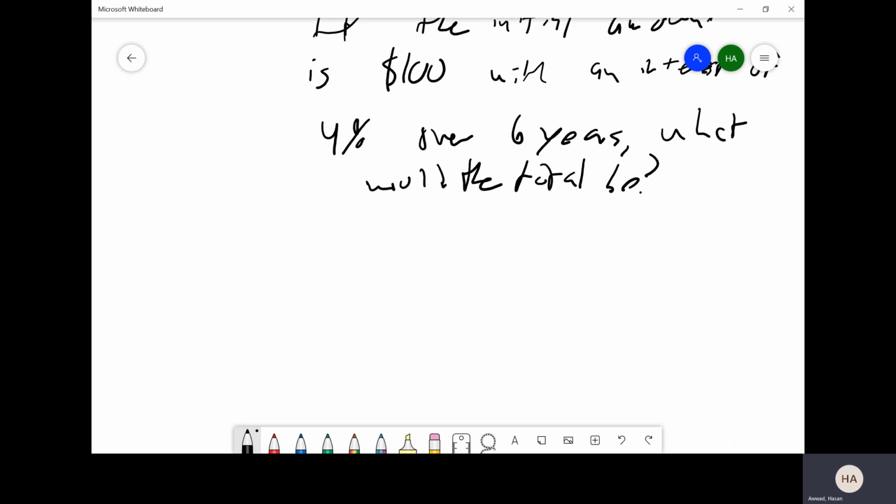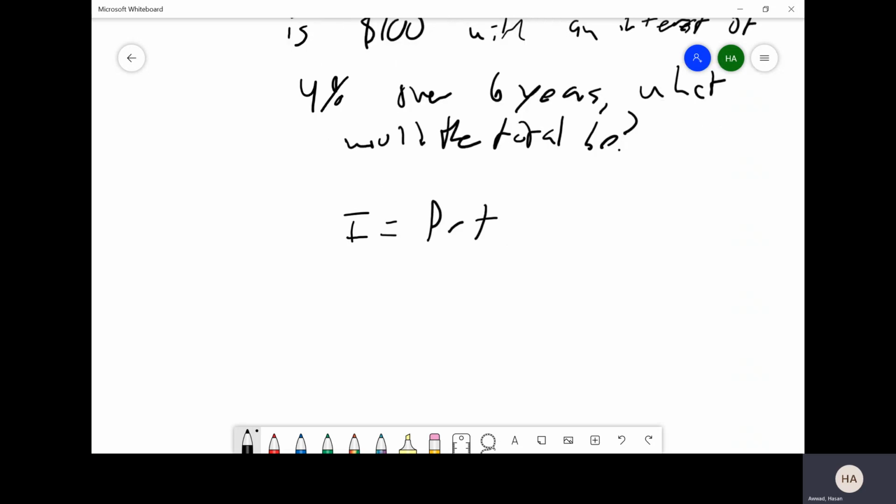So again, our equation for interest is I is equal to P times R times T. Your interest for simple interest is determined by the amount that you put in times your interest rate times the amount of years that it's gone for. So plugging everything in here, we have 100 times, and hopefully you know how to convert percents to decimals, but if you don't, 4% is the same thing as 0.04. Percentage is always based out of 100. So if you have 4, that's 4 over 100.